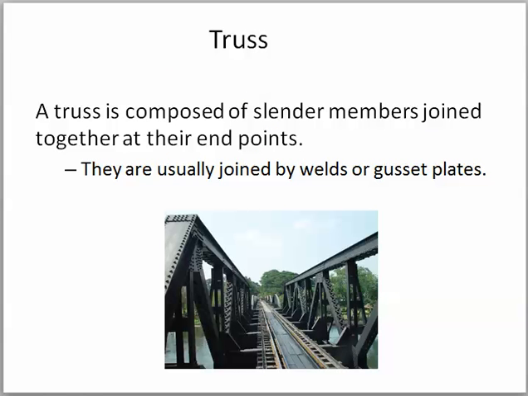A truss is composed of slender members joined together at their endpoints. They're usually joined by welds or gusset plates. On here, I want to point out that right here are the gusset plates. That's what they're talking about. So this one, I would say there's probably some welds in here, but the ones that I can easily see are the gusset plates.